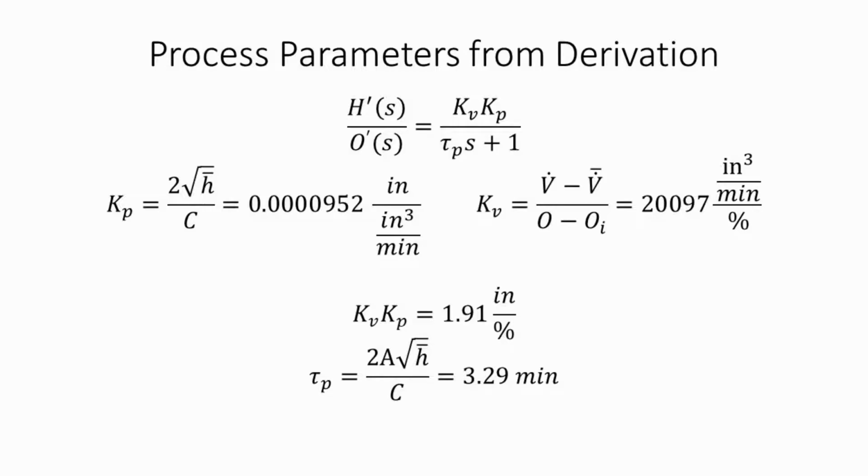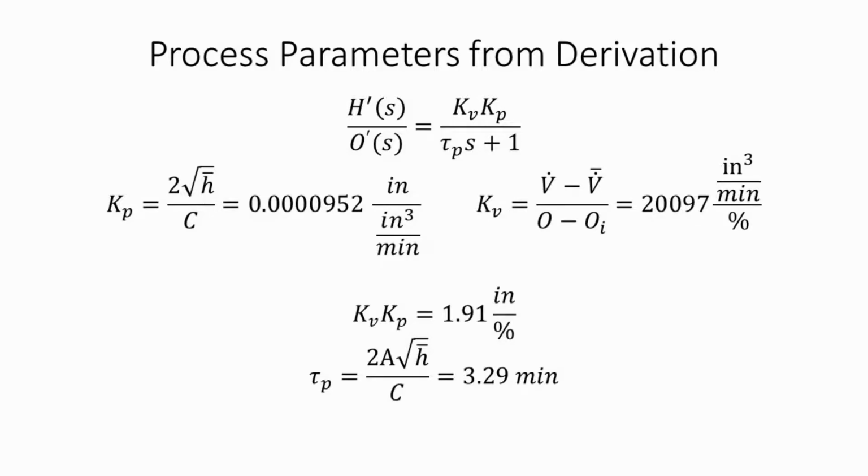In order to simulate the effects of proportional control, the values for the valve gain, process gain, and process time constant must be determined based on the equations from the derivation shown previously. From these equations, the process gain was determined to be 9.52 times 10 to the negative fifth power inches per inches cubed per minute.